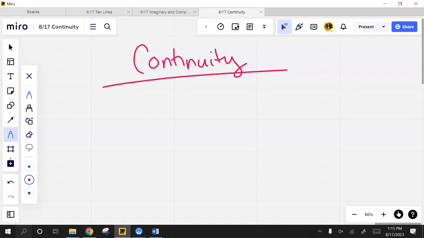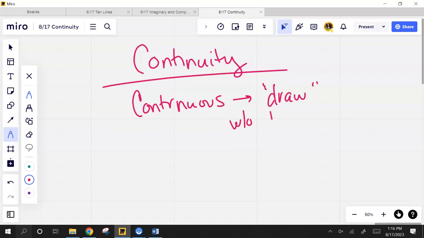All right, continuity. I'm going to give you the basic definition, okay? This is the easiest way I know to say it. You won't change this definition until you hit calculus, and then we'll make it a little harder. A continuous function, continuous means you can draw, and I'm going to put draw in because you're not really drawing, but okay. Draw without lifting your pencil.